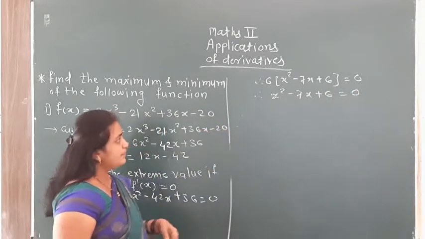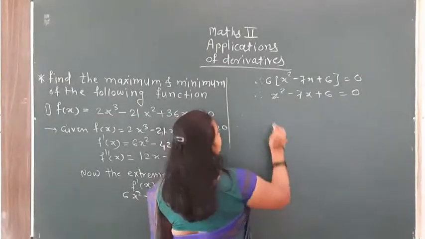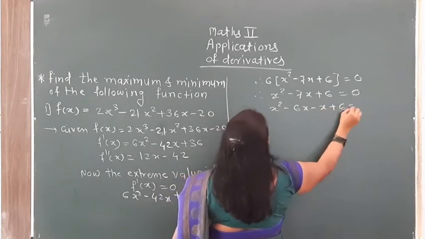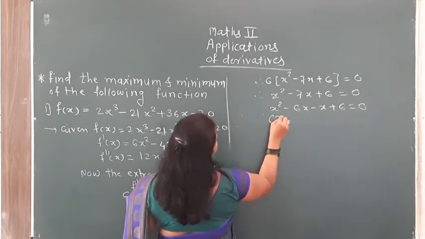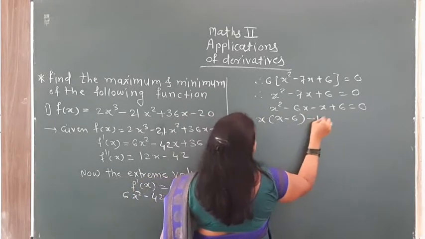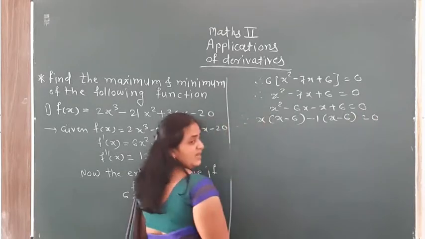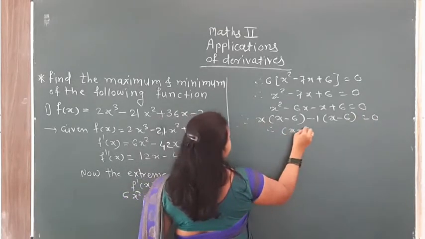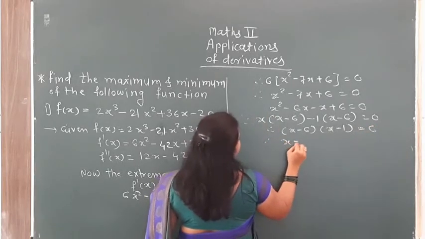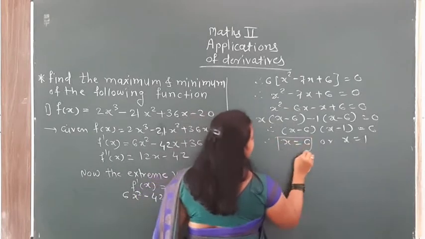Now simplify. We find two numbers whose product is 6 and whose sum is minus 7, which are minus 6 and minus 1. So x square minus 6x minus x plus 6 is equal to 0. In the first two terms x is common, and in the last two terms minus 1 is outside, so we get (x minus 6) times (x minus 1) is equal to 0. So the roots are x is equal to 6 or x is equal to 1. These two roots we get.